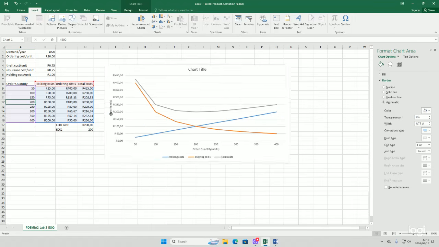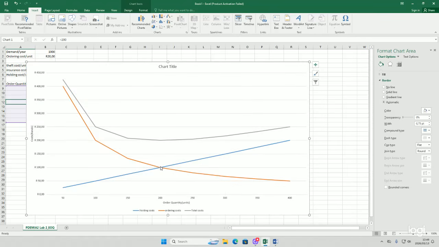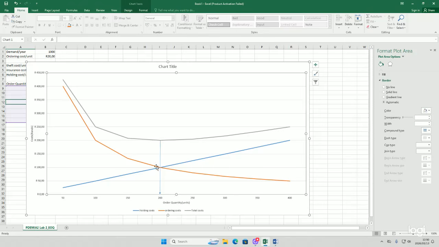A better way of doing it is to enlarge your graph. You see, when I've enlarged my graph, that's when I can see clearly, and then do this. Look, it will tell you, and then you go down, and then you can shift it to fit that. Now it is exactly where I want it to be. Then this is your EOQ point. So that's basically what we are trying to do here.